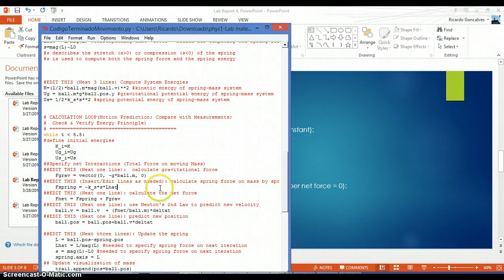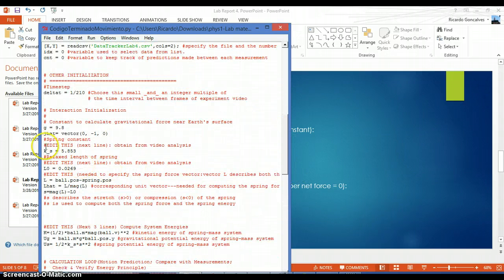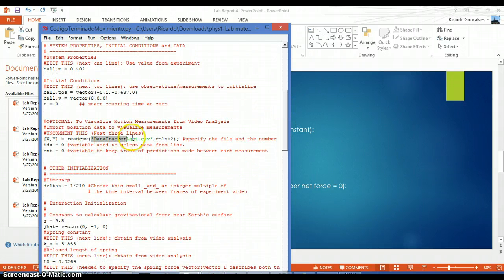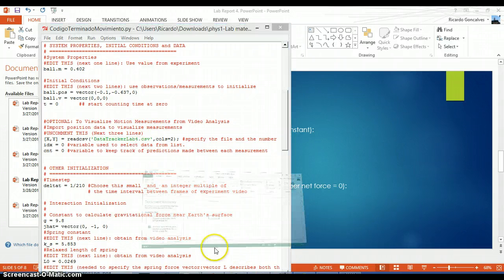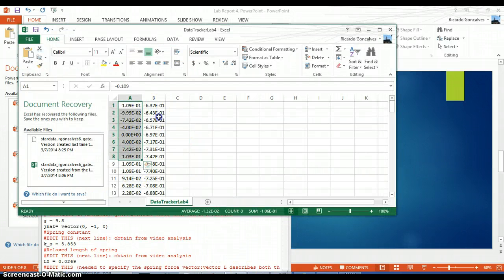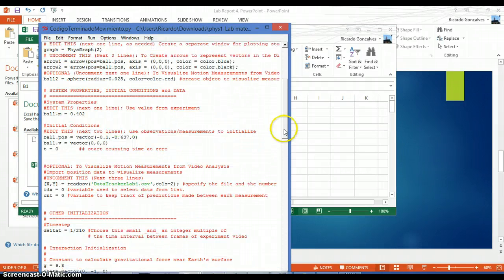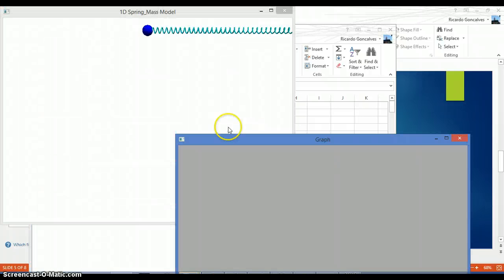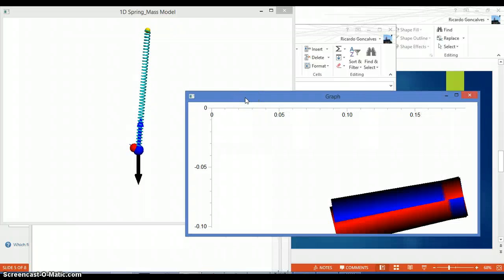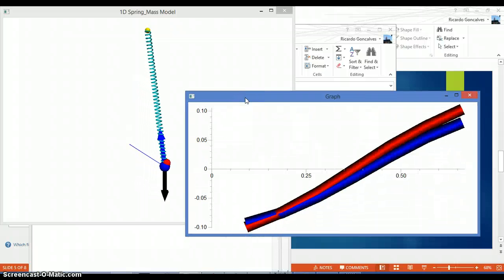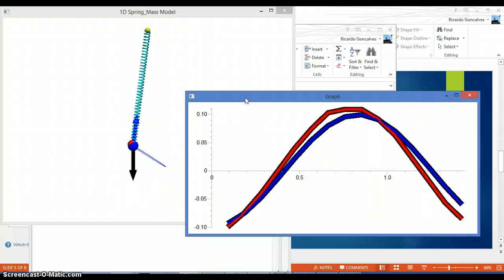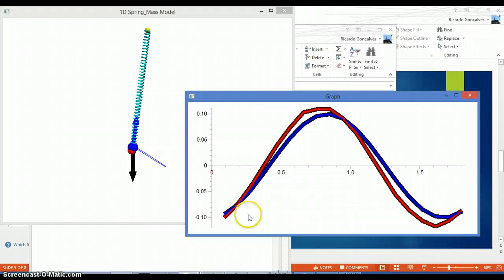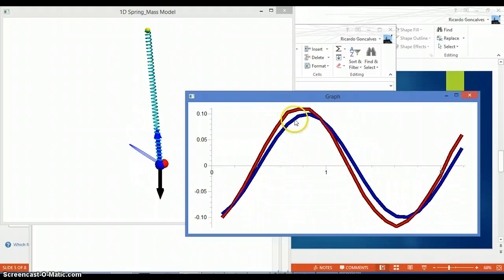Here you can see the code in itself, the initial conditions, and the delta t we chose, and here we are calling the values we got from Tracker in this Excel file. These are the x values and these are the y values. If we run this function, we will see the movement of the spring here and the graph of how it is moving.